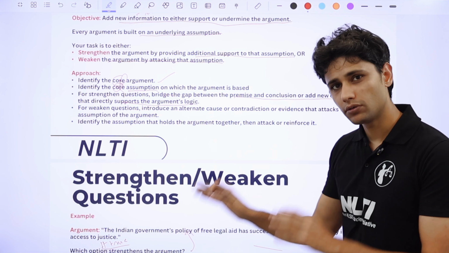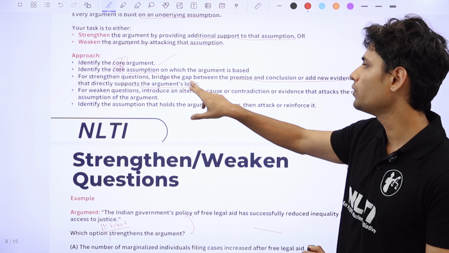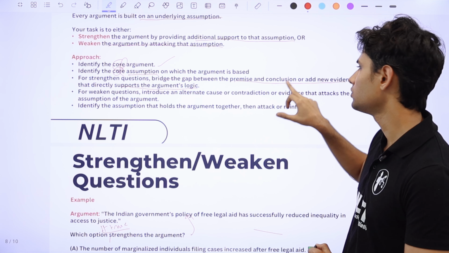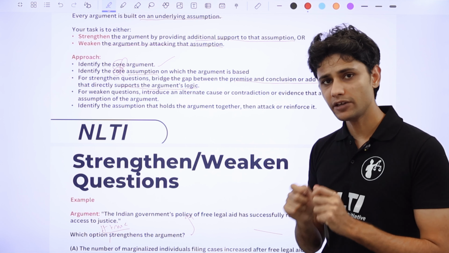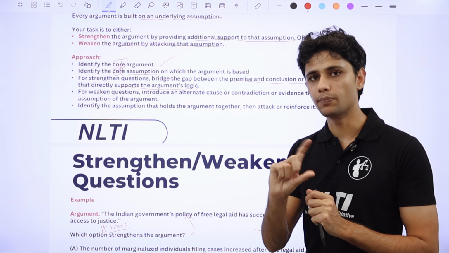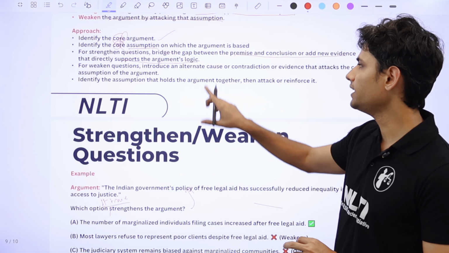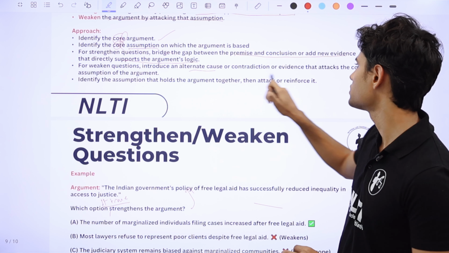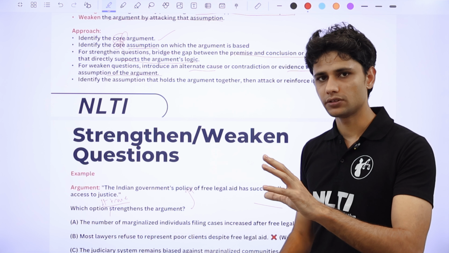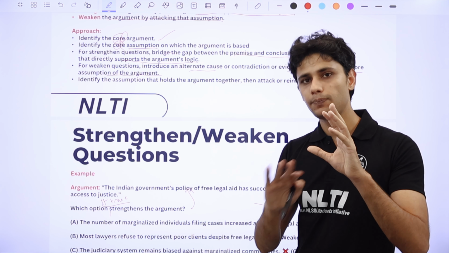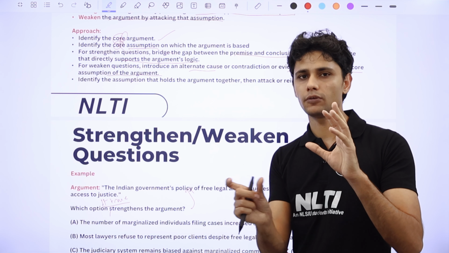So when you look at strengthening questions, all we need to do is assess how we can bridge the gap between premise and conclusion by adding new evidence which directly supports the argument's logic. So anything which strengthens that assumption that is binding the premise and conclusion will be a right option. And in weakening questions, anything which introduces any alternate cause or evidence that attacks the core assumption of the argument. Any new information which attacks the assumption in that argument will be the right option.